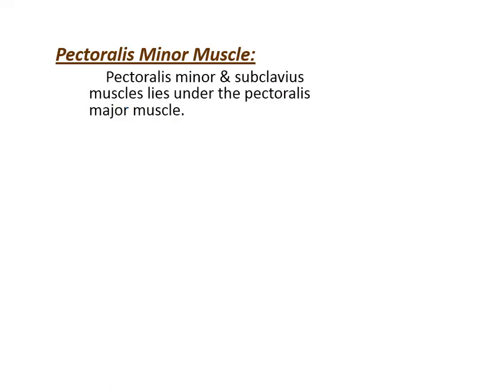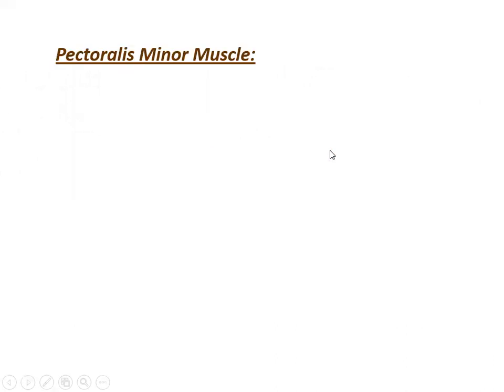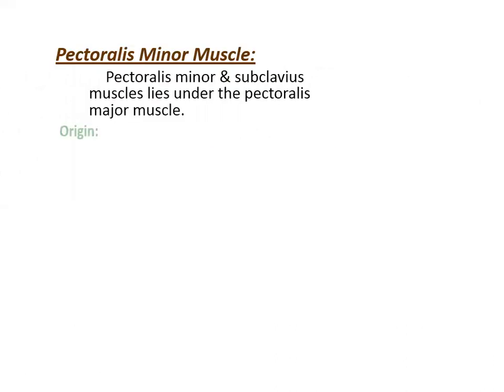Whenever we cut the pectoralis major muscle, deep inside you can see two important smaller muscles, the pectoralis minor muscle as well as the subclavius muscle. These two muscles lie under the pectoralis major muscle. As you can see in this picture, under the pectoralis major is the pectoralis minor muscle, and just below the clavicle there is the subclavius. These are very small muscles compared to the pectoralis major muscle.